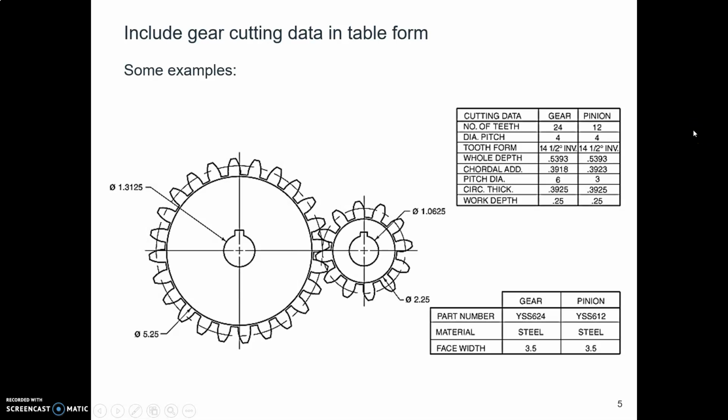You do need to include a data table of some form, and that is for the person who is going to set up that gear hobbing machine. Remember we looked at the Lin gear equipment and how they cut their gear teeth? They have settings on their gear hobbing machine where they plug in all this data that you give them, the addendum and the hole depth and the circular thickness and the pressure angle, and that tells the machine just how to cut those gear teeth.